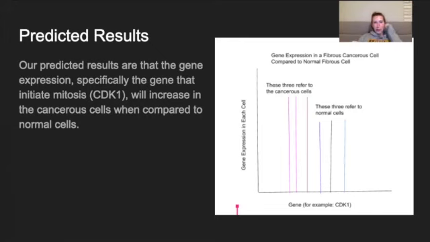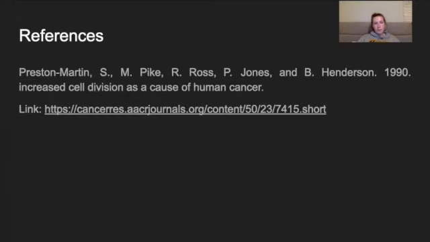The gene that initiates mitosis specifically will increase in the cells that are cancerous compared to the normal cells. If you look at the chart, for the genes that express the initiation of cell division, we expect to see an increase in those in the cancerous cells. And then these are done.